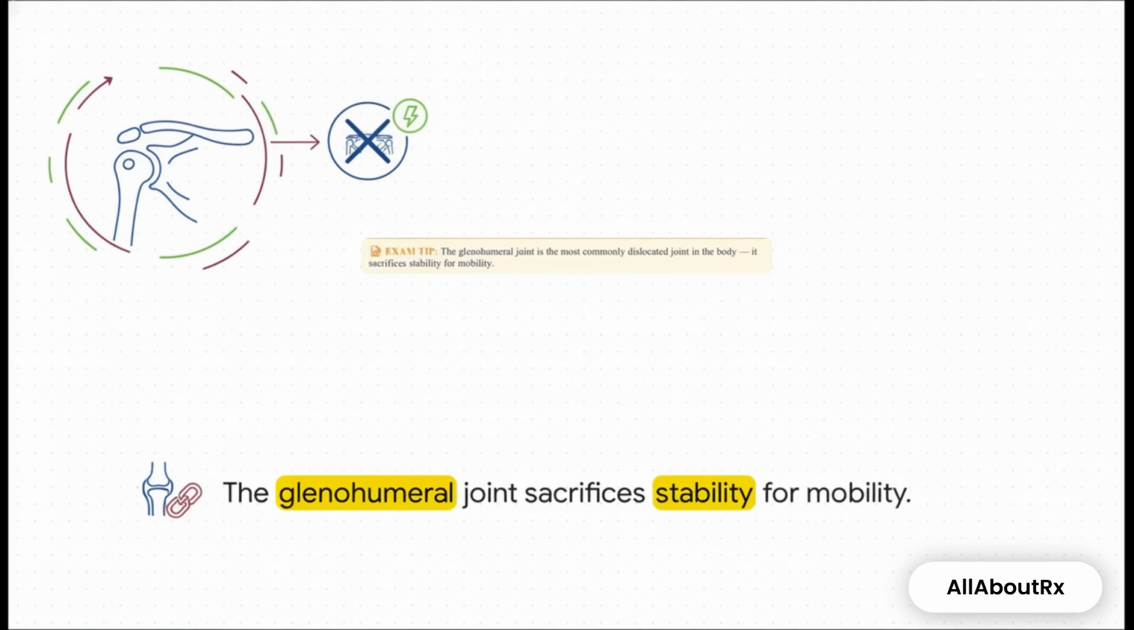Pay close attention to this tip for your test, guys. The glenohumeral joint, the shoulder joint, completely sacrifices stability to give you all that amazing mobility. Because the bony socket is so ridiculously shallow, it's actually the most commonly dislocated joint in the entire human body. Seriously, if you see a dislocation question on your exam, the shoulder should immediately spring to mind.